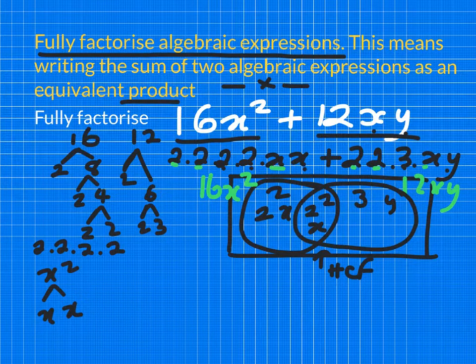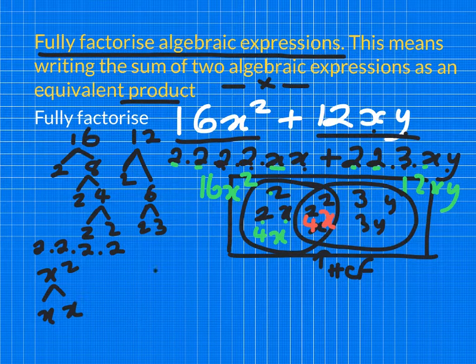Okay, let's just bring together what we've actually got in this part here. So 2 times 2 times x is 4x. That's in the common part. And in the leftovers, for 12xy, we've got 3y. Okay, so now we can write it as our product.